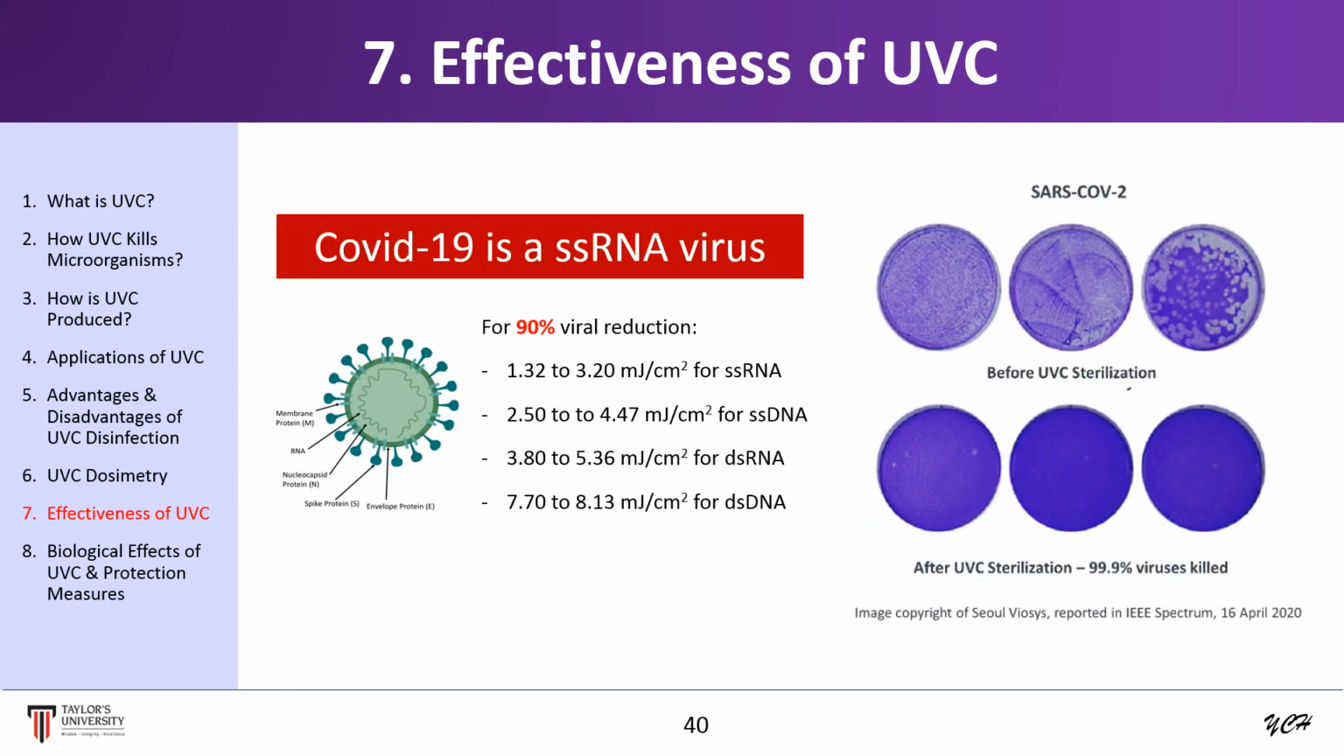And this is one of the early published data on COVID-19 viruses, which was published in IEEE Spectrum last year. The top images here shows the COVID-19 viruses in the petri dish, and the lower picture shows more than 99.9% of the COVID-19 virus killed after about 10 minutes of UVC exposure. COVID-19 is a single-strand RNA virus, and in order to achieve 90% of viral reductions, we barely need 1.32 to 3.2 mJ per cm square of the UVC doses.